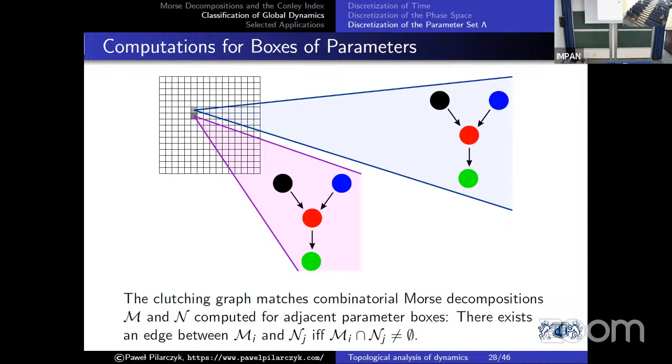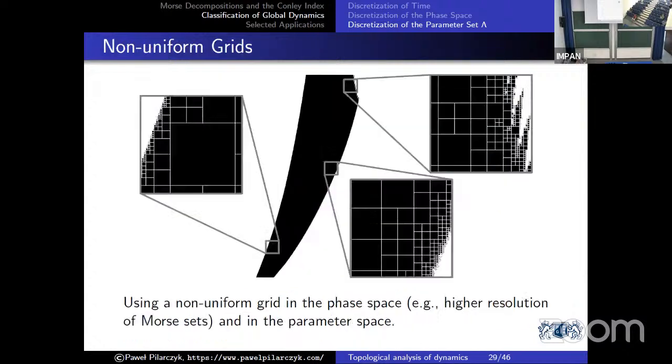So suppose we have some computations for adjacent parameter boxes. Now we compare the Conley Morse graphs. If we can find a one-to-one correspondence between the isolating neighborhoods, then we conclude that it can be mathematically proven that there is some sort of continuation between these systems. In this way, we get an equivalence relation on the parameter boxes.